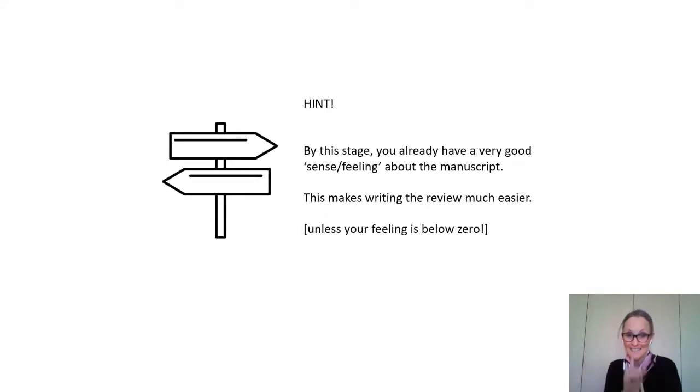At this stage, this is a hint, you already have a very good sense or feeling about this manuscript. You have a feeling, okay, I can see the story here. The authors have done their very best to bring it together with a golden thread that links results to the question, to the conclusion and the abstract. And I can see how the methodology worked. This makes the review much easier. Unless, of course, your feeling is below zero. In other words, negative.